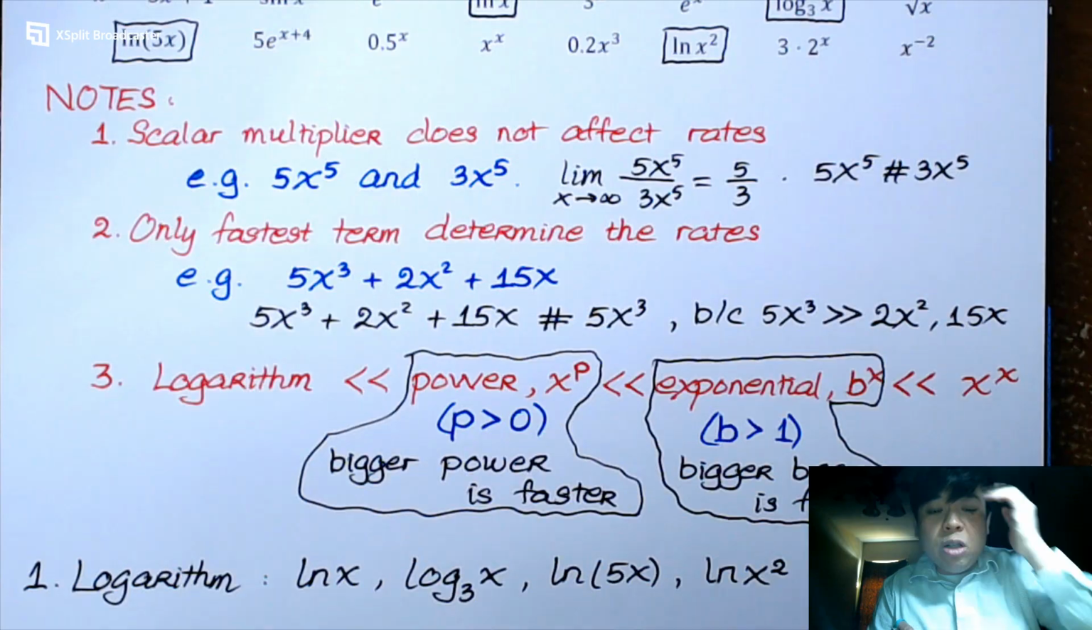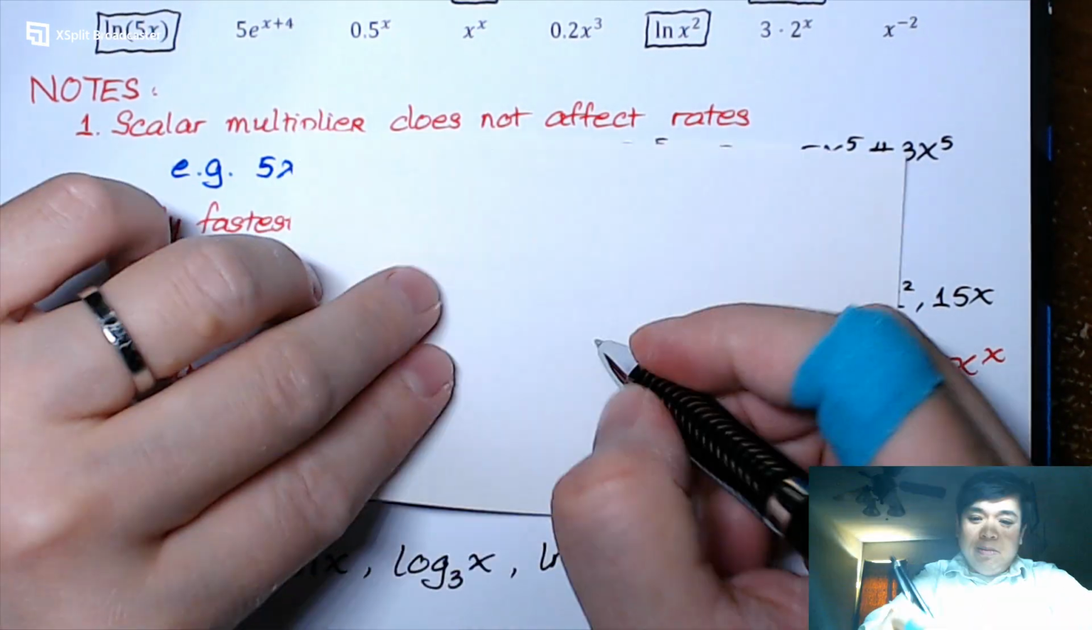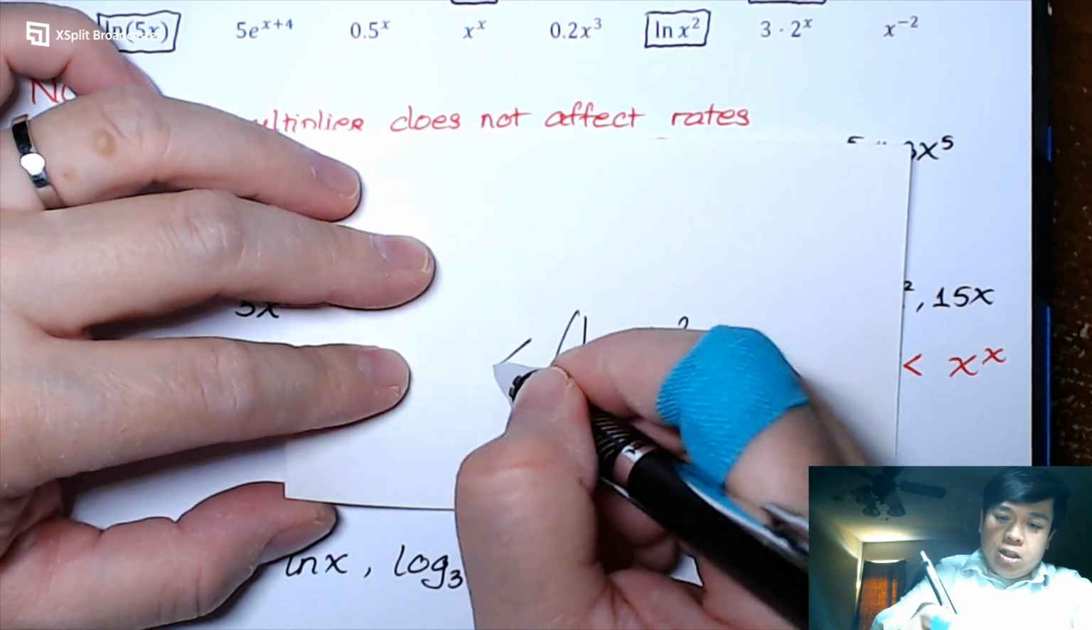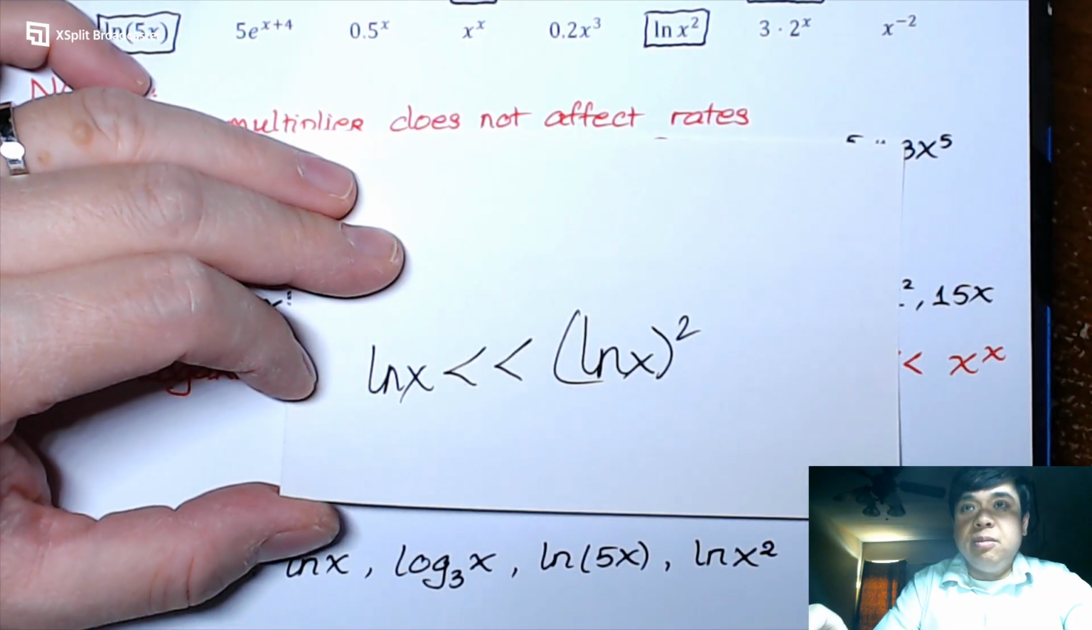Okay, so those are the functions that have log in it. Of course, we might also have the ln of x squared. So this guy, ln of x squared, of course, is going to be faster than ln of x. But this is different.